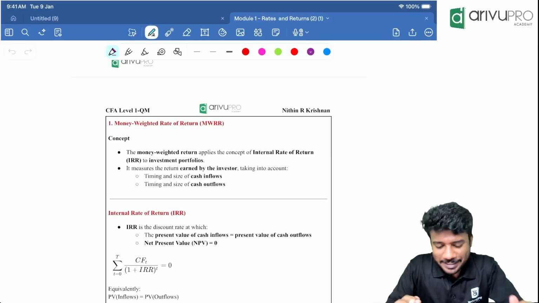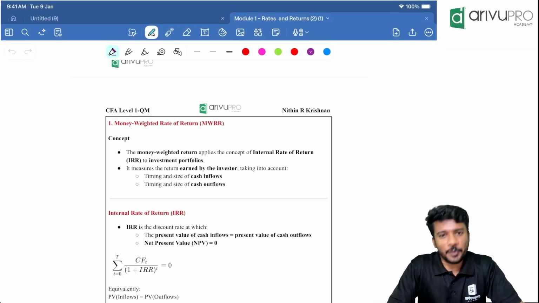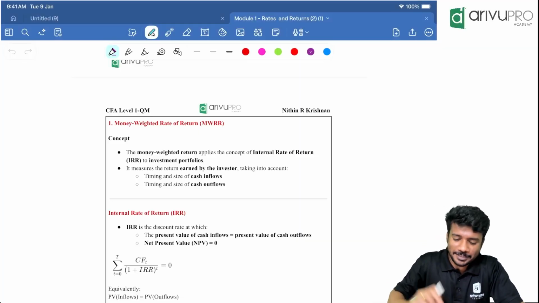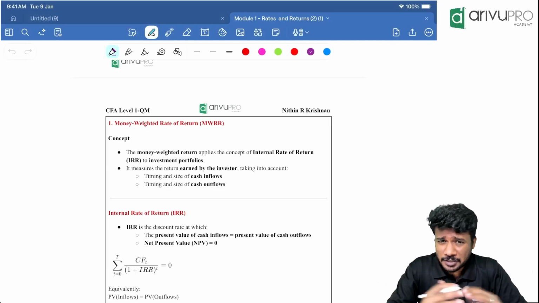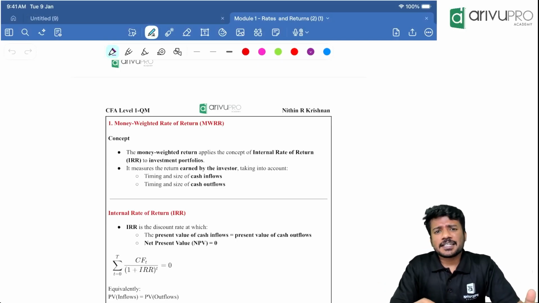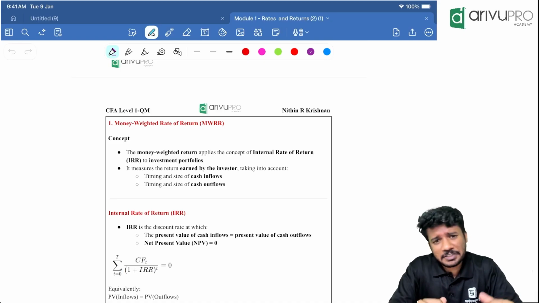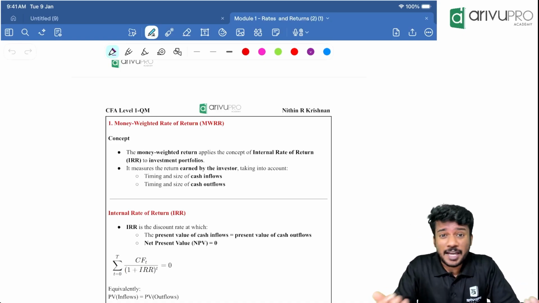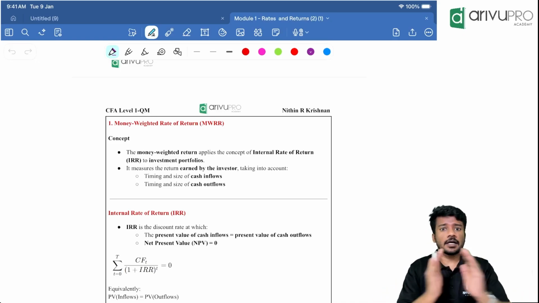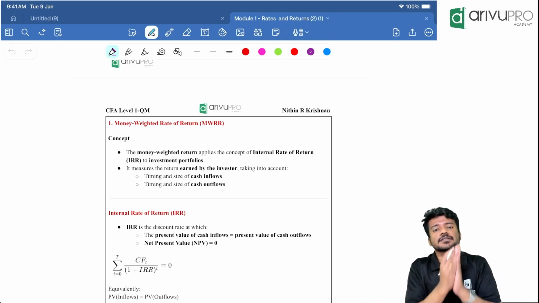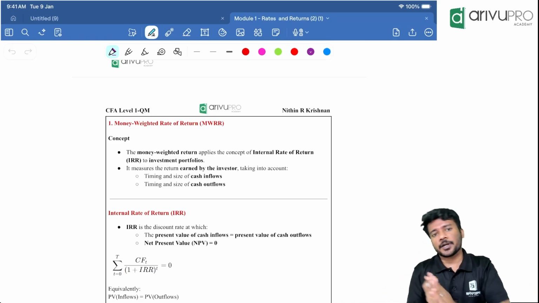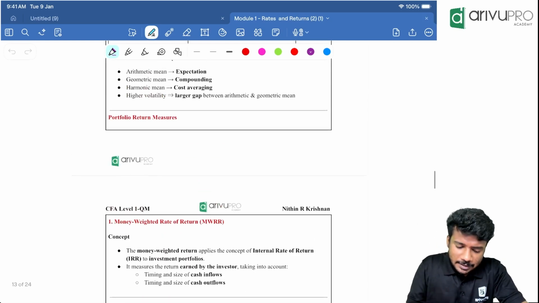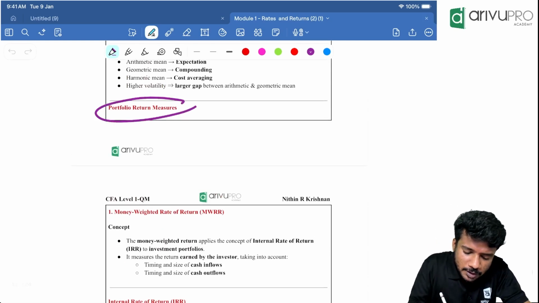Okay, welcome back. We are in module 1, chapter 1, interest rates and rates of return. Till the last class, we have discussed geometric mean, HPR, and multiple rates. Now we are going to the next important part of this module, that is portfolio return measures.